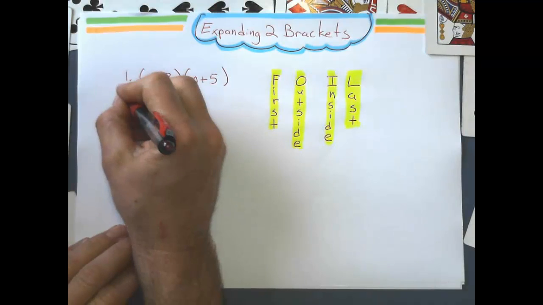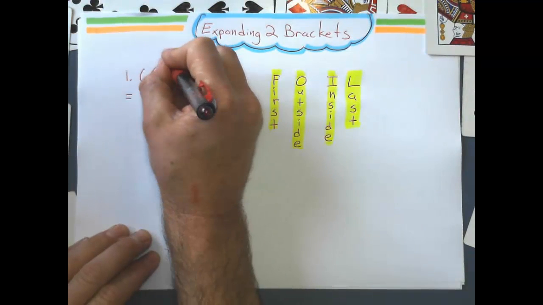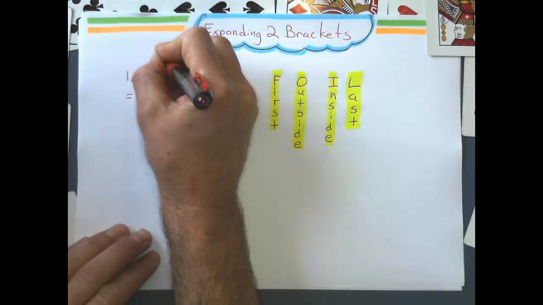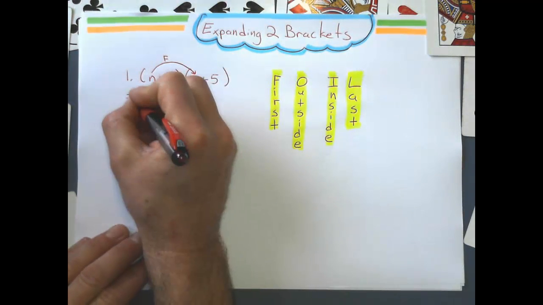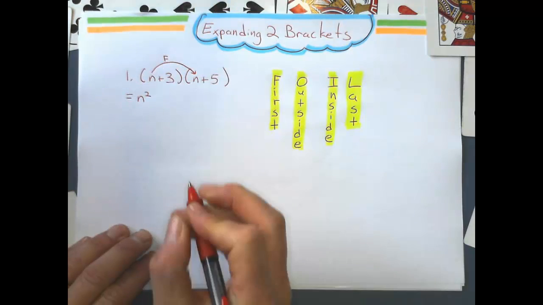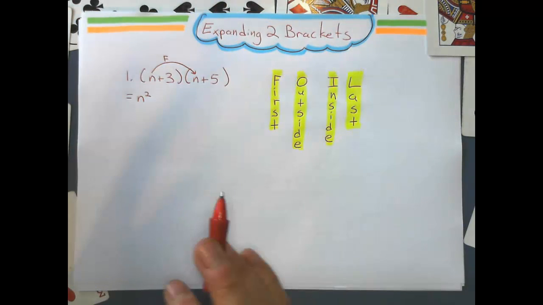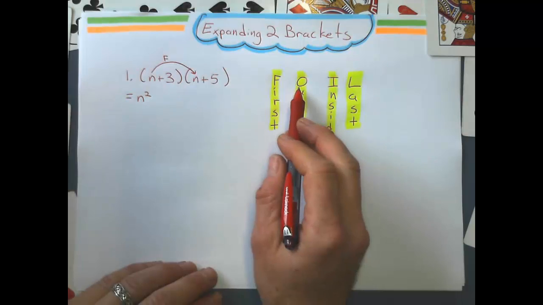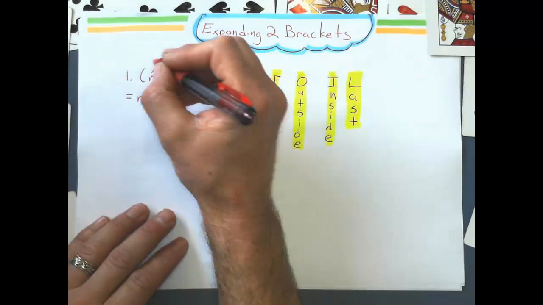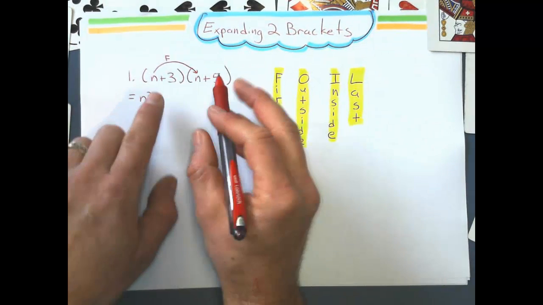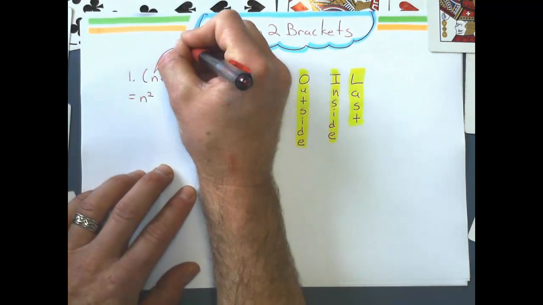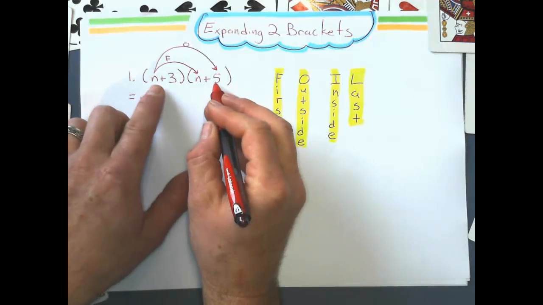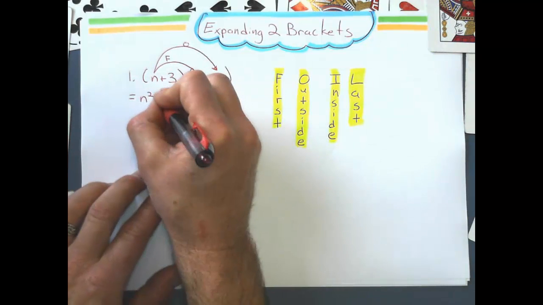So let's focus on the first. Here are the first two terms, and I'm just going to put an arrow there. n times n is n squared. Expanding only has to do with multiplying, and then I'm going to multiply the outside terms. What are the outside terms? Right here, and I'll show that with arrows there. Those are my outside terms, and n times 5 is positive 5n.